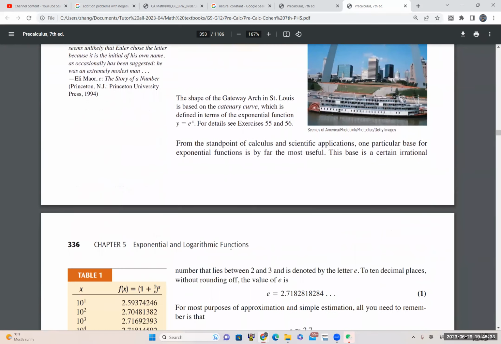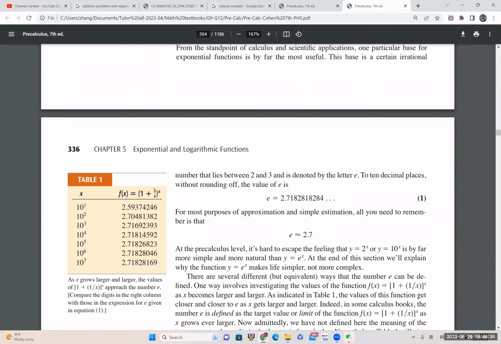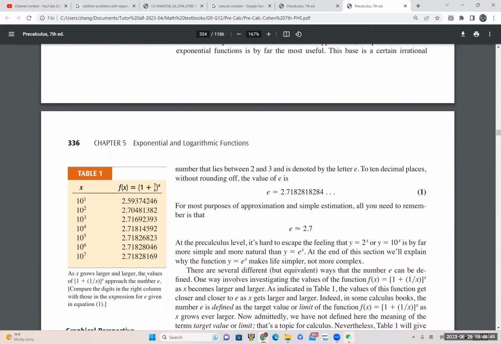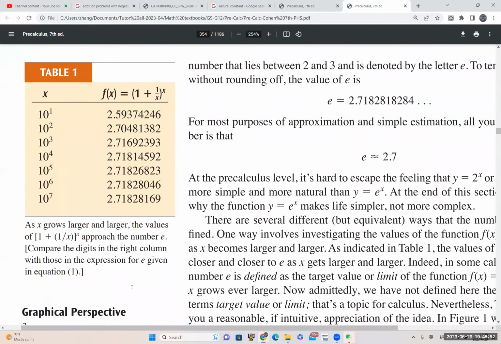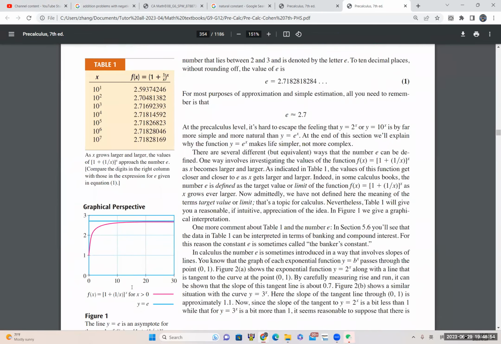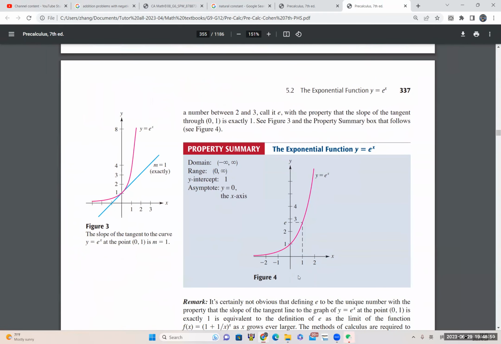Let's still not mention too much on this. But anyway, this is the definition for e, as x grows larger and larger, or you can say approaches infinity, right? Okay, anyway. Then we can use e as the base to make a graph, right?